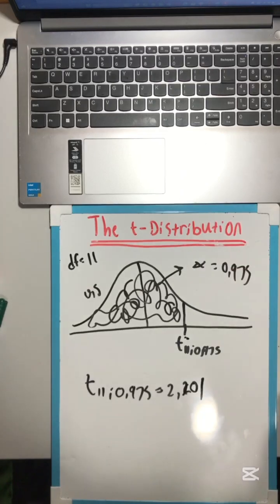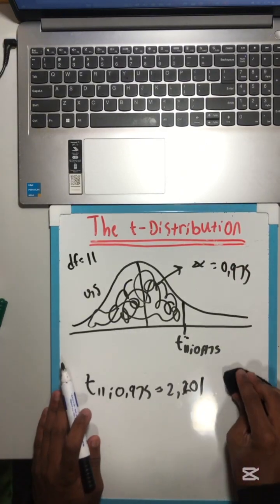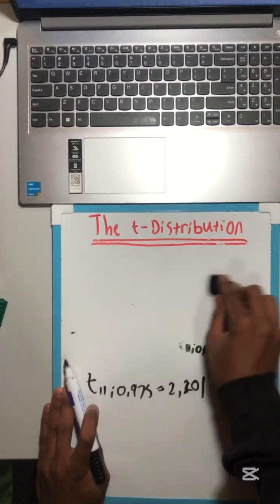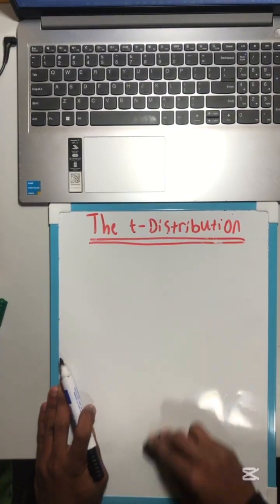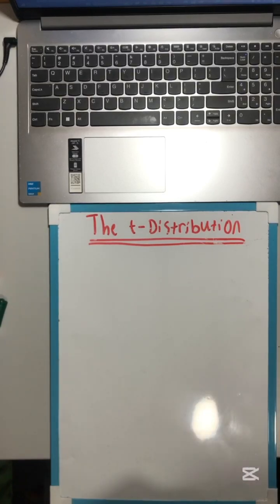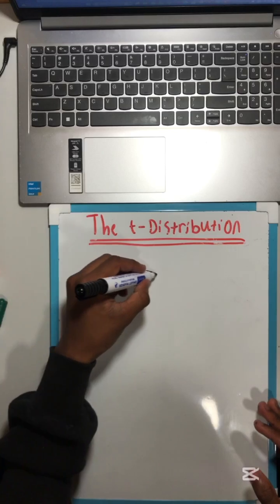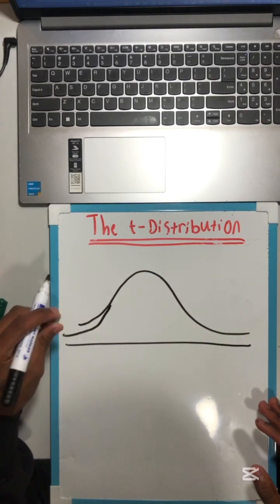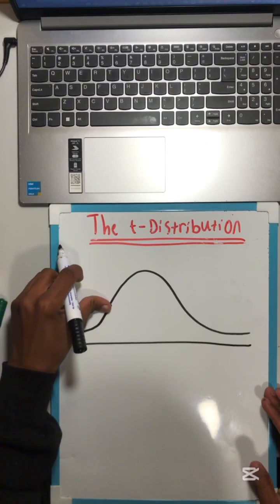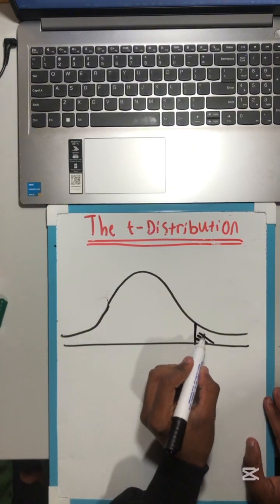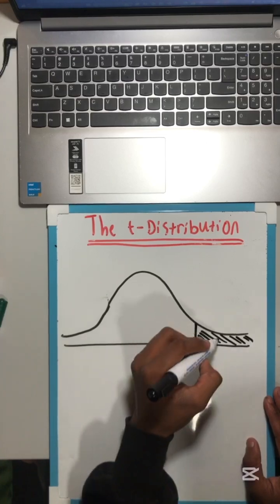Let's look at another example. I'll redraw it. Let's find the t value that has an area of 0.05 to its right. So it looks like so. What is 0.05 to its right?